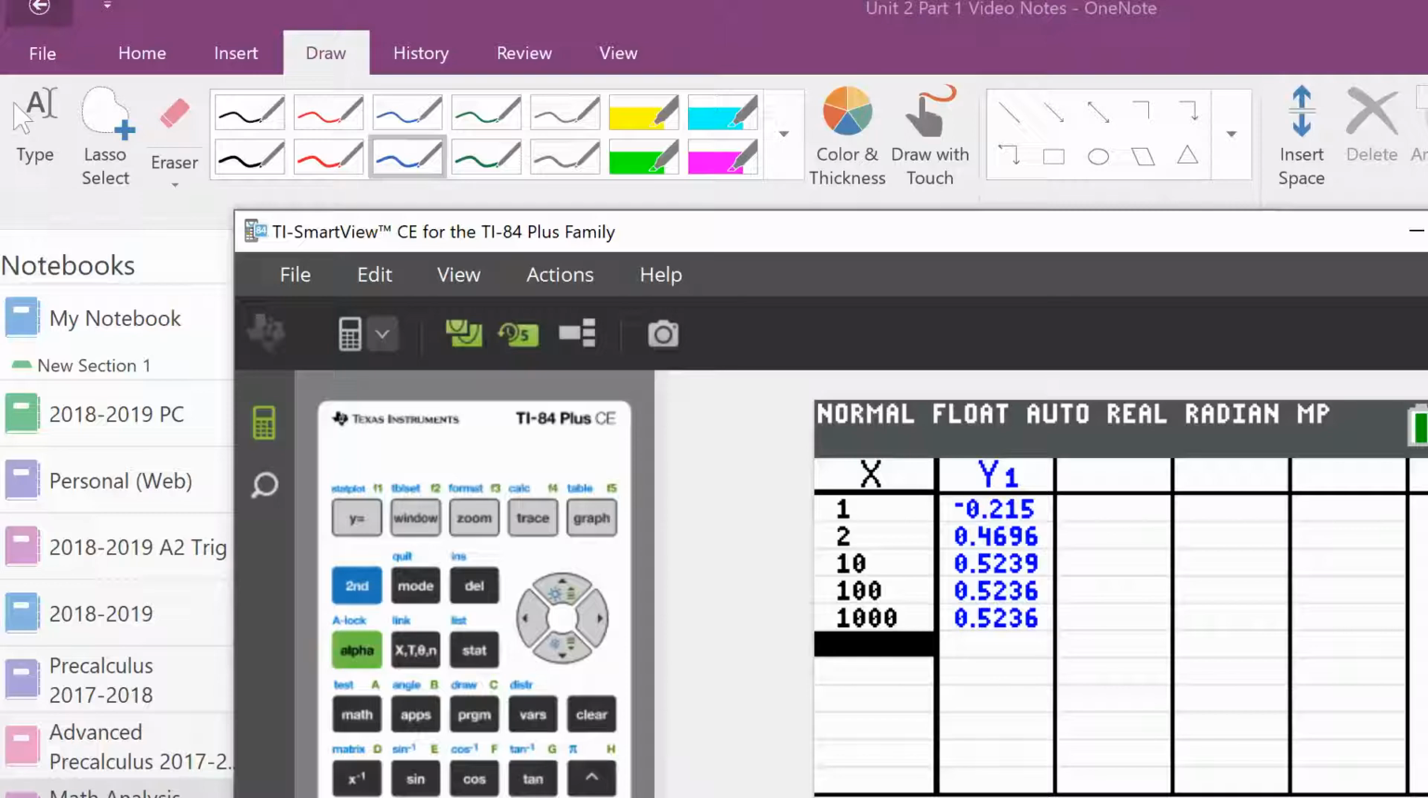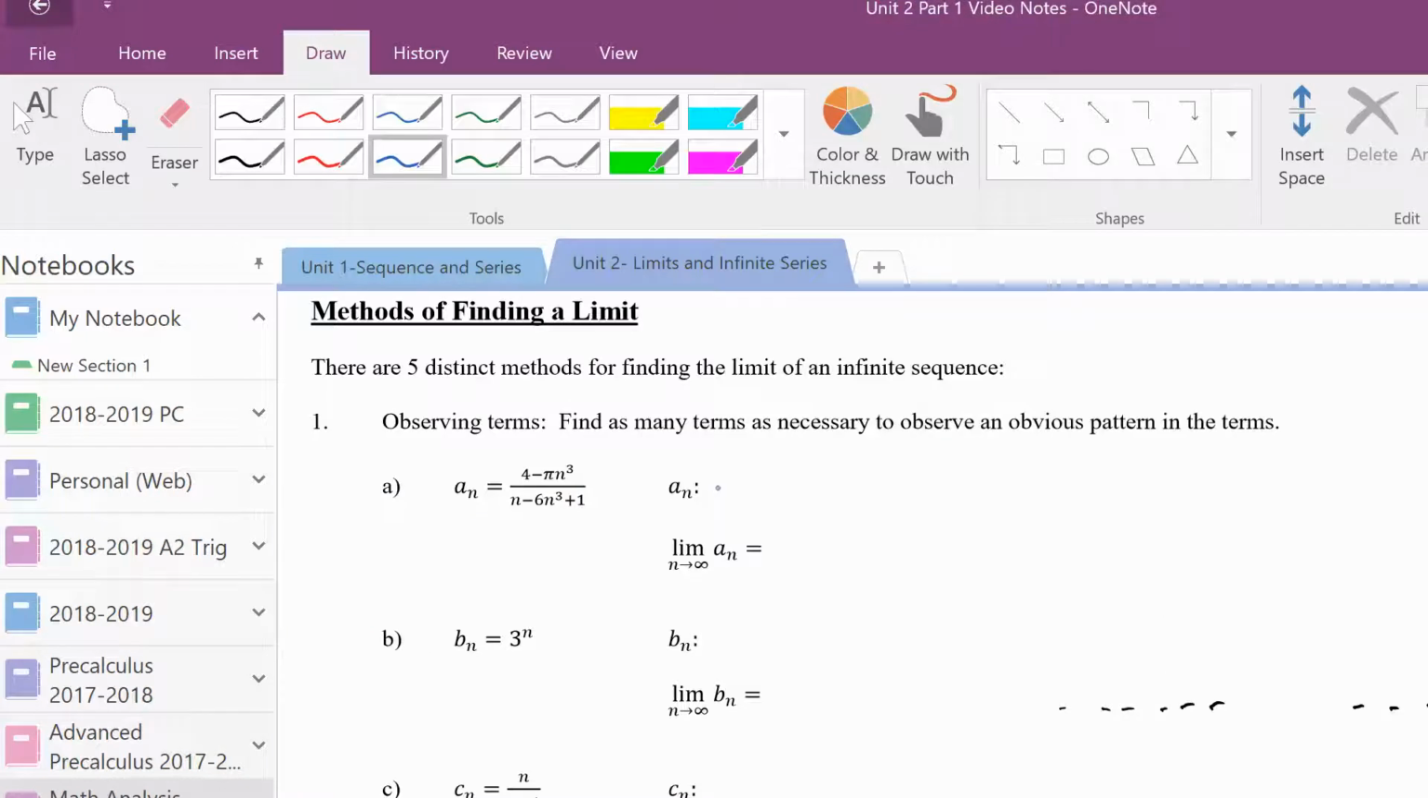You get the idea that as you put bigger numbers in, like 1,000,000, notice you get 0.5236. So by observing terms, the first term was negative 0.215, the second term was 0.4696, and then we went to 0.5239, and then down the line to 0.5236. So the limit as n approaches infinity of this function is 0.5236.